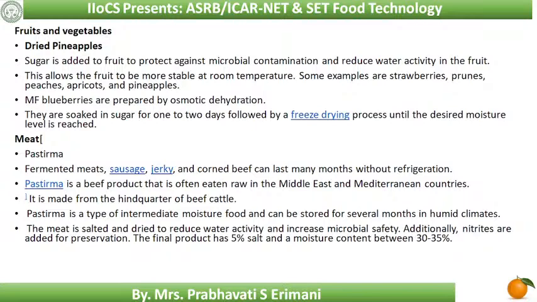Pastirma is a type of intermediate moisture food and can be stored for several months in a humid climate. The meat is salted and dried to reduce water activity and increase microbial safety. Additionally, nitrates are added for preservation. First it is salted, then dried to reduce the water activity, which increases microbial safety. That is not sufficient, so nitrates are added for preservation. The final product has 5% salt and the moisture content is about 30 to 35% in IMF meat.